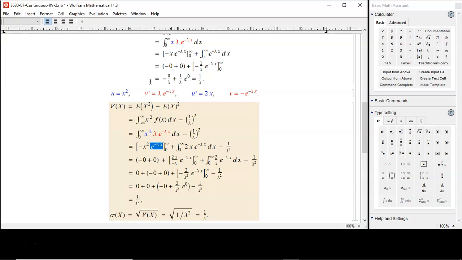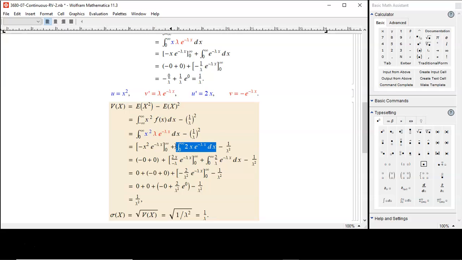u times v, including the negative sign, we have that. And then the integral of u prime v. Here's u prime. And then v, which comes with a negative, but then again collides with the negative sign from the integration by parts formula. So this becomes positive. And then please do not forget the expected value squared, which was there before. So this part is all okay. Plug in infinity, then e to the negative infinity times something, that's going to be 0. Plug in 0, 0 squared, that's going to be 0 too, so it disappears.